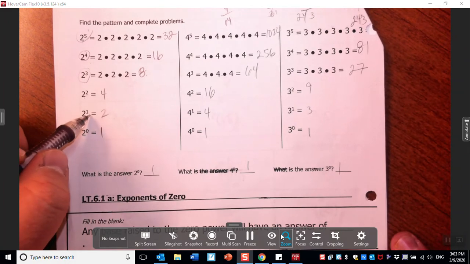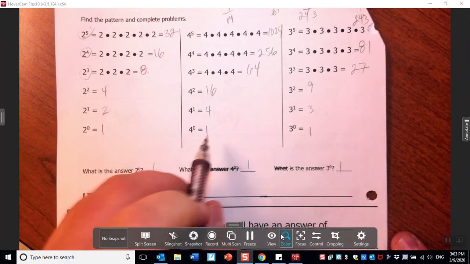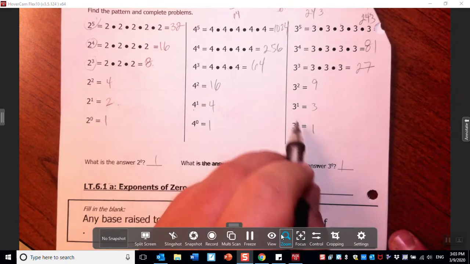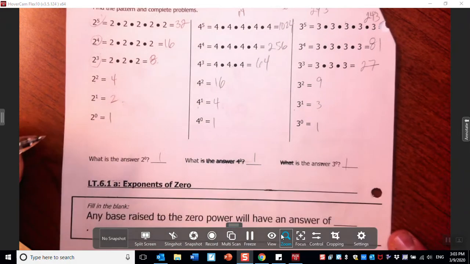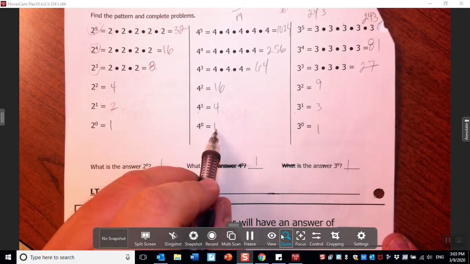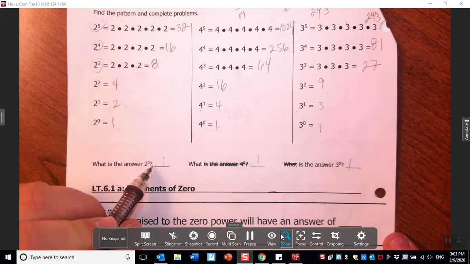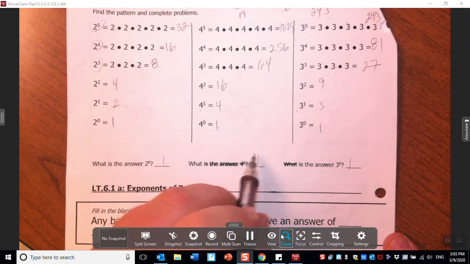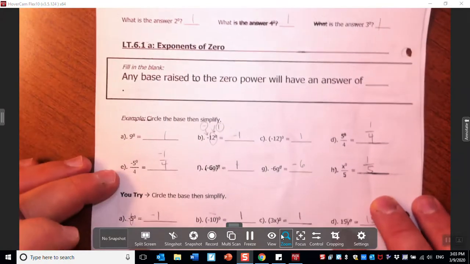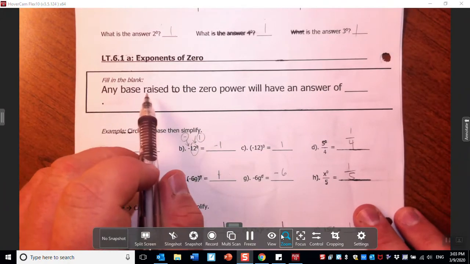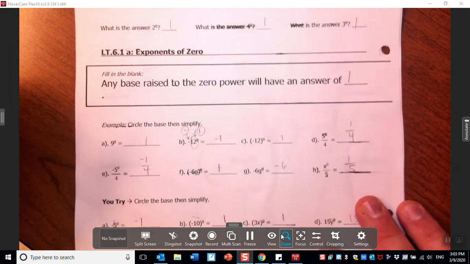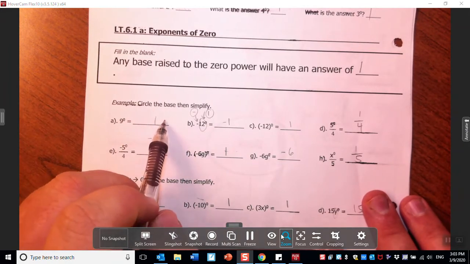Any number to the 1 power is itself, so 2 to the 1 power is 2, 4 to the 1 power is 4, 3 to the 1 power is 3. And any number to the 0 power is just 1. So what is 2 to the 0 power? It's 1. 4 to the 0 power? It's 1. 3 to the 0 power? It's 1. So any base raised to the 0 power will have an answer of 1. So 9 to the 0 power is 1.